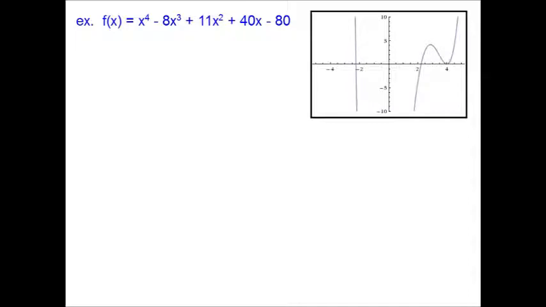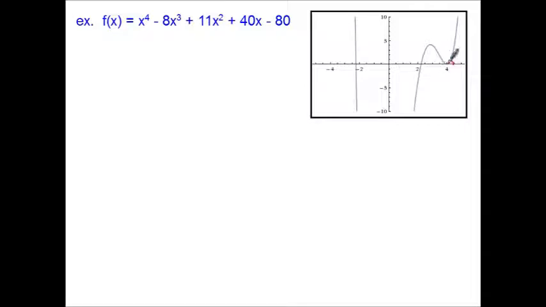Alright, now let's take a look at another one. Got x to the fourth minus 8x to the third plus 11x squared plus 40x minus 80. So when I graph it, again, I get something that looks pretty much like what's over here on the right. If I look at this 0 and I use my graphing calculator to find out what it is, it's negative 2 point something, very messy. And then over here it's 2 point something, again, very messy. And then over here I find this is a nice 4.